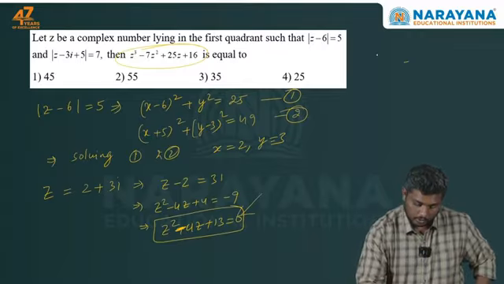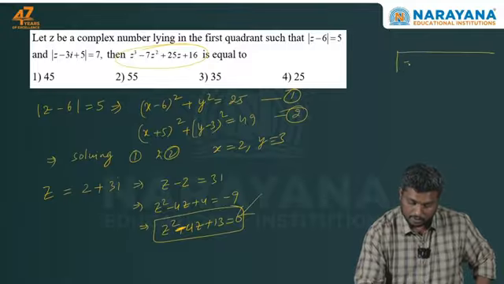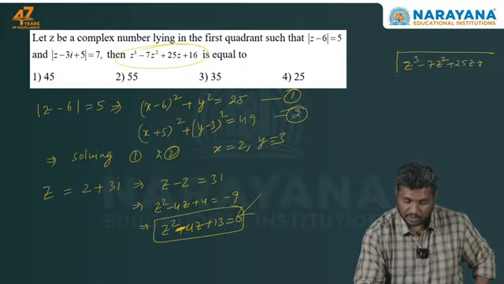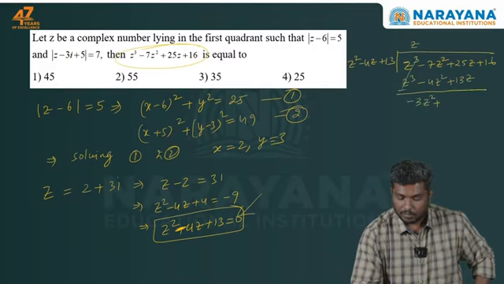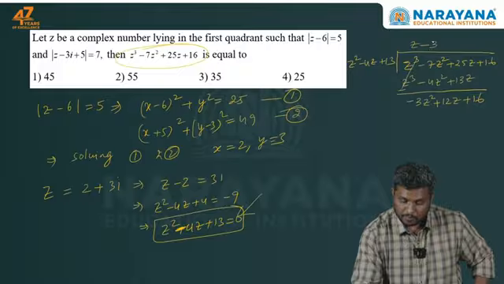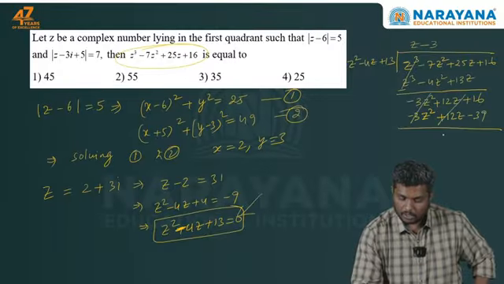Okay, so we're going to divide this once again. z cube minus 7z square plus 25z plus 60, divided by z square minus 4z plus 13. Now once again z cube minus 4z square plus 13z. Subtract, so this will be minus 3z square plus 12z plus 16, and then minus 3z square plus 12z minus 39, and once you subtract you are going to get 55.